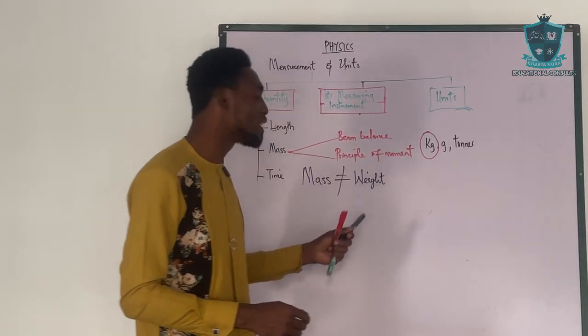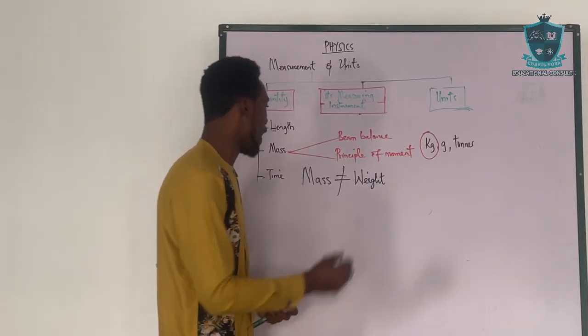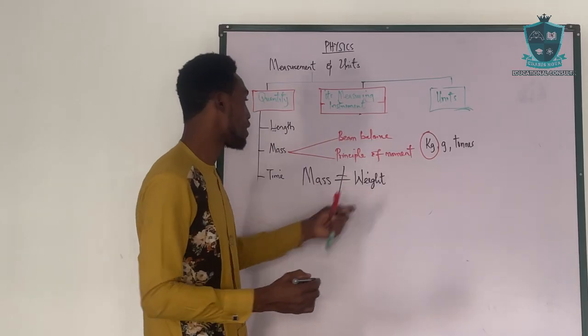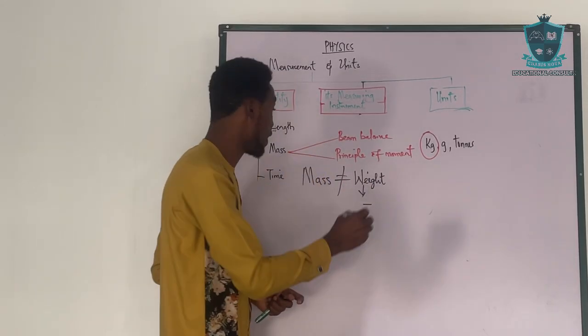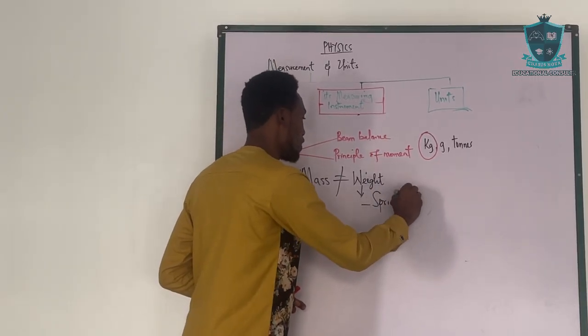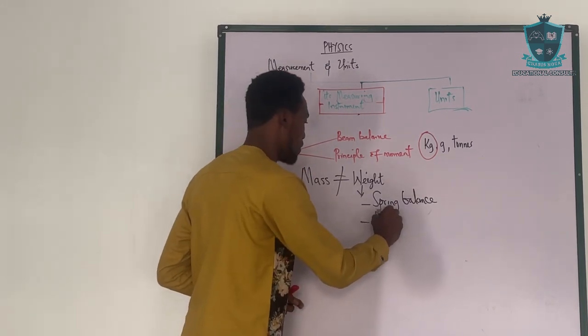Therefore, the measuring instruments are also different. We have two major measuring instruments that can be used to measure weight. First, we have here the spring balance. Spring balance. And the second we have is the lever balance.